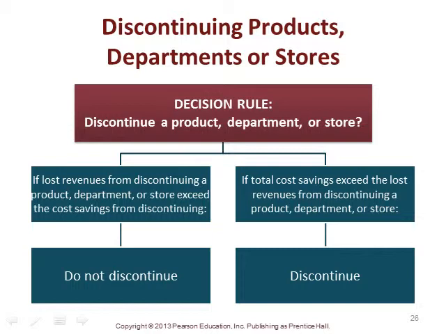So with respect to discontinuing products, departments, or stores, the decision rule is to discontinue a product, department, or a store if lost revenues from discontinuing exceed the cost savings from discontinuing. Do not discontinue, right? If total cost savings exceed the lost revenues from discontinuing a product, department, or store, then we want to discontinue. So those are the decision rules when we talk about discontinuing a product or a store.